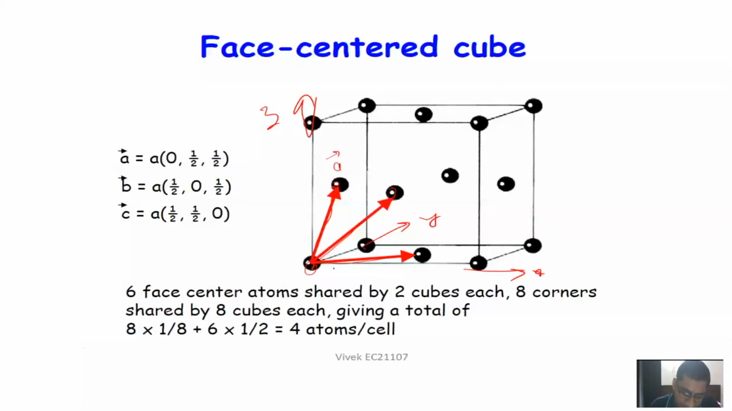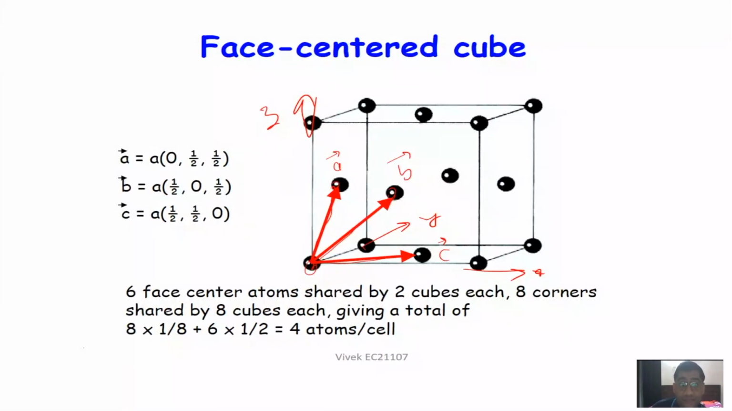B vector is x is up, y is 0, z is up. So this is the B vector. C vector is x is up, y is up. So this is the C vector. So these are the three lattice vectors, right? And all this we have already discussed. There are 6 faces and 8 corners, and a total of 4 atoms per cell.